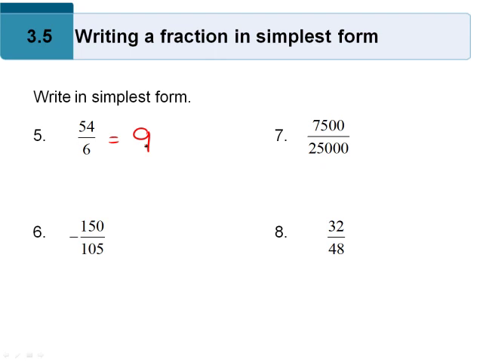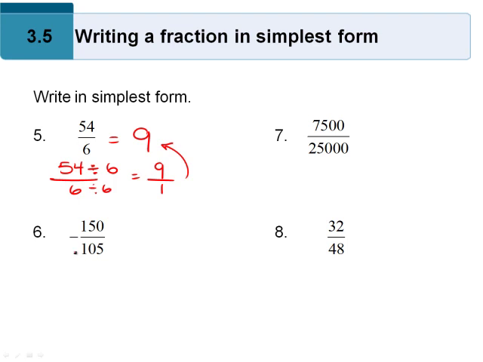Now let's say you didn't notice that and you just decided to divide the top and bottom by 6. Well, if you divide, I can't write a division sign, divide by 6 on the top and on the bottom, you get 9 over 1, which is the same thing as just 9. So the simplest form there is just 9.